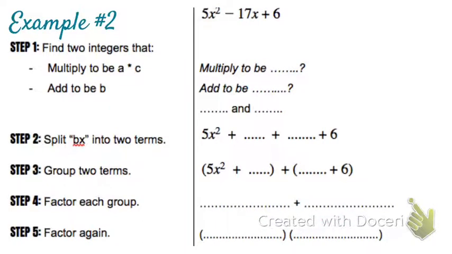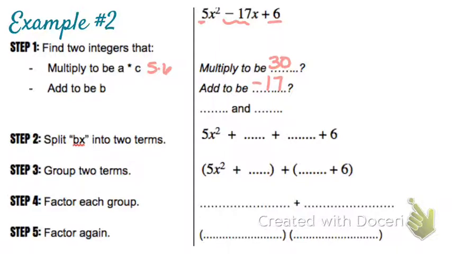We look at this. So again, this process works when you have a number in front of the x squared. We have a 5 here. And first I'm going to multiply 5 times 6. 5 times 6 is 30. So I'm looking for two numbers I can multiply together to be 30. And then the middle number is -17. So two numbers I can multiply together to be 30 and add together to be -17. So they both have to be negative, because multiplying two negatives together gives me a positive. And adding two negatives gives me a negative.